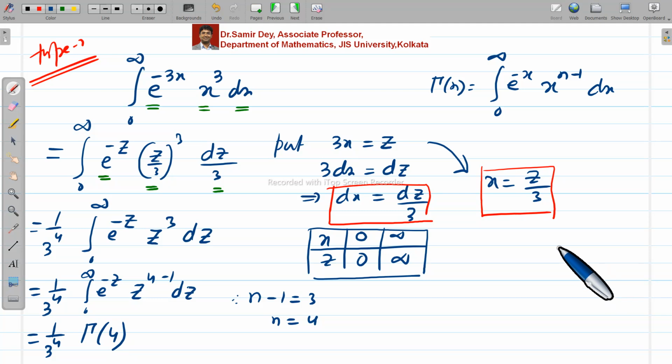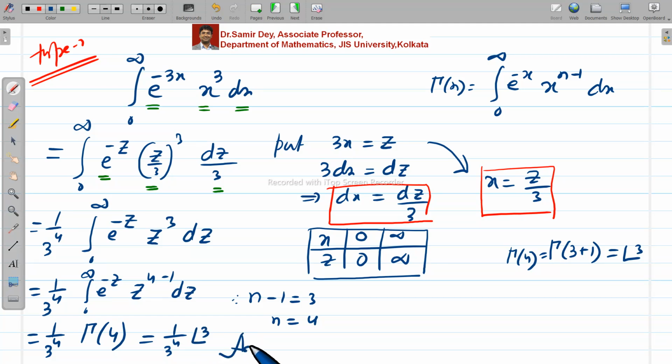So what is your gamma 4 value? Already you know. Gamma 4 can be written as gamma 3 plus 1, which means factorial 3. So ultimately it is coming 1 by 3 to the power 4 times factorial 3. That is the answer.